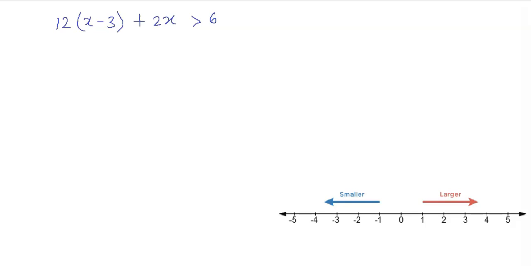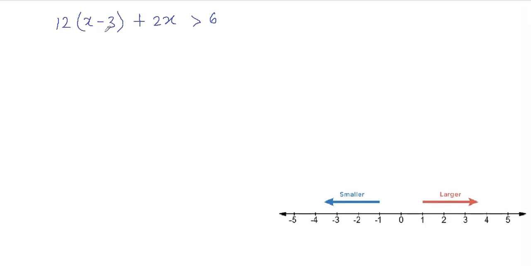Hi, in this video we'll learn how to solve an inequality and graph the solution set. First of all, we're going to solve this inequality and then we're going to graph the solution set on the number line. Now we're going to solve this inequality just like we solve a multi-step equation. I will solve this inequality just by following three simple steps.